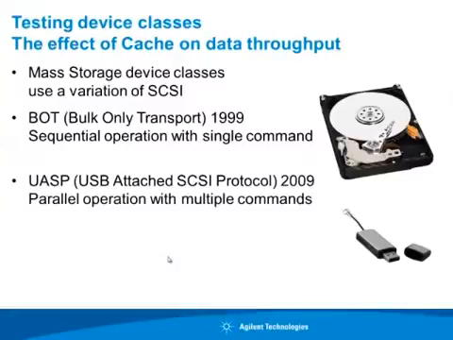For another example, let's look at testing the device classes. Mass storage commands uses a variation of SCSI, referred to as bulk-only transport. That was originally developed in 1999, and it uses sequential operation in a single command. It's now been largely replaced on USB 3.0 with USB attached SCSI protocol, which was released more recently in 2009, and it allows parallel operation of commands. But the basic SCSI commands are the same, so we will do a test using the SCSI command and modify the way those commands are being sent to our device under test.